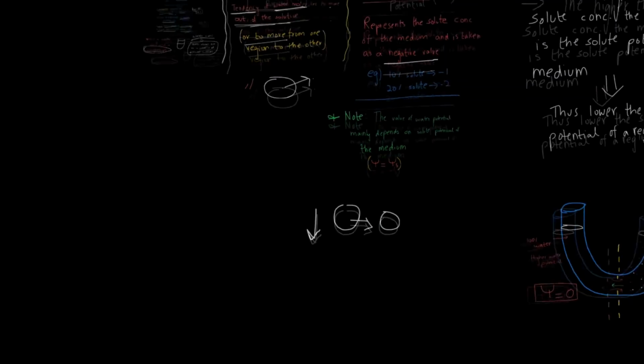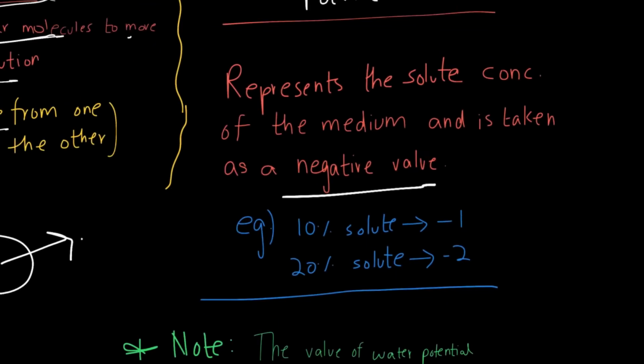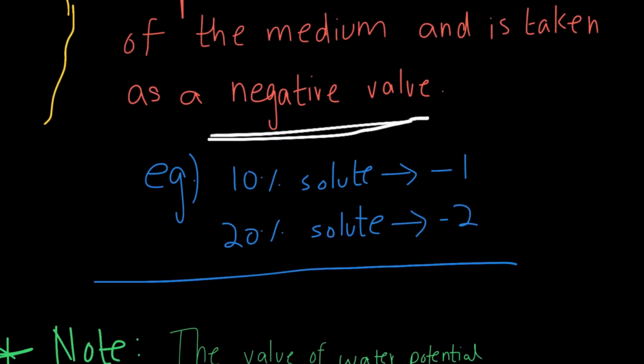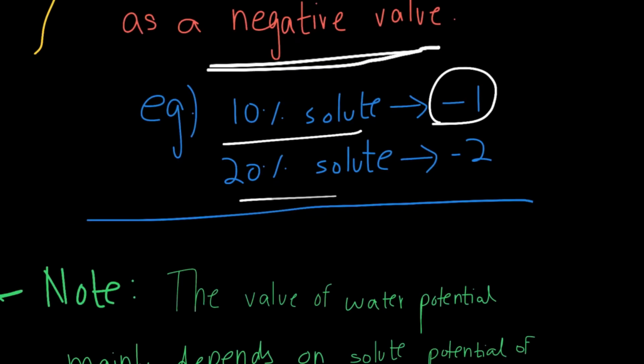So for example, I'll show you right here. It represents the solute concentration of the medium and is taken as a negative value. Now if there is 10% solute present, we can name it as -1. It's just a scale used to make it easier for us. If it's 20% solute, we can name it as -2.